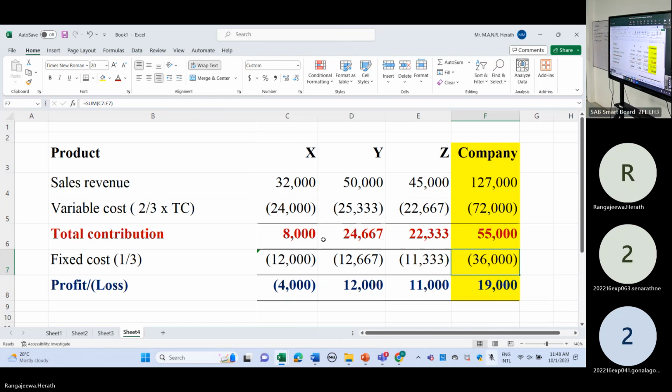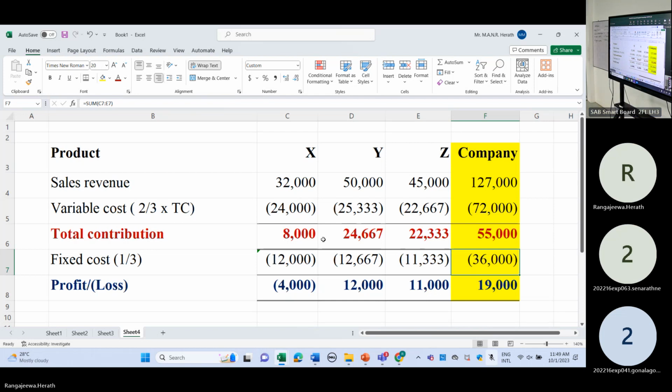Non-financial factors. Assume that this entire 12,000 cost is avoidable cost. So if you drop the product, you can save 4,000. Take this as rupees 1,000, so this is 4 million per month that you can save. So your profit will increase up to 23 million instead of 19 million if you drop this product. Still, the company may not drop the product by considering other non-financial factors.